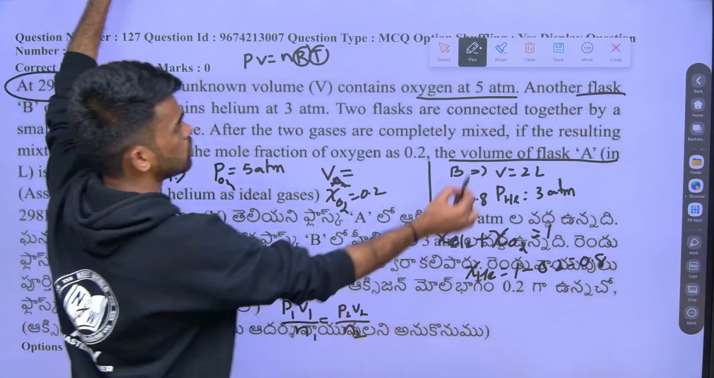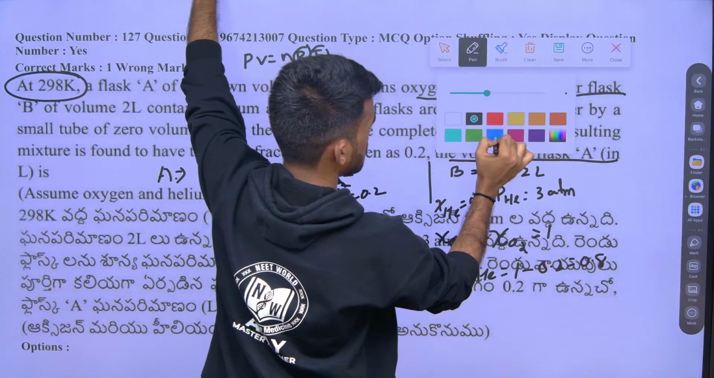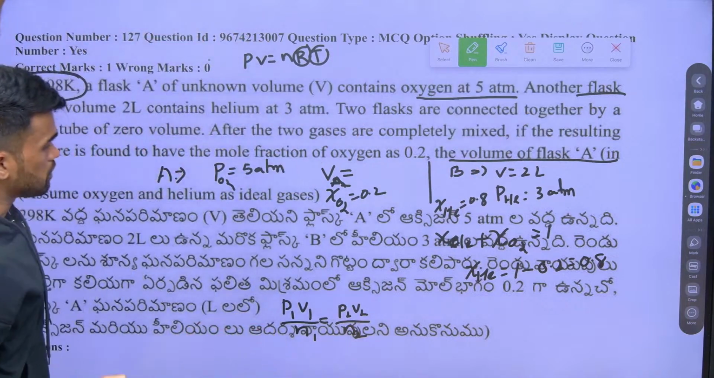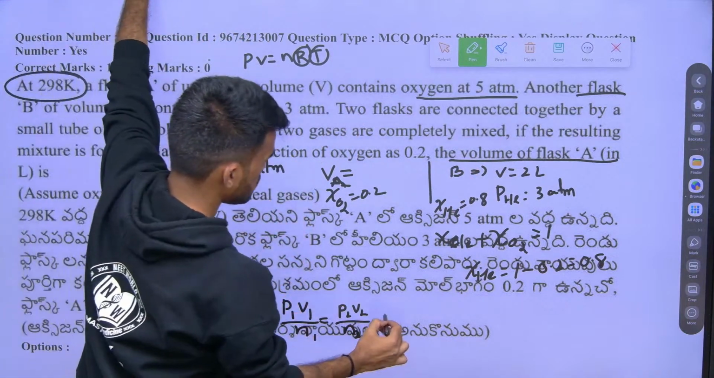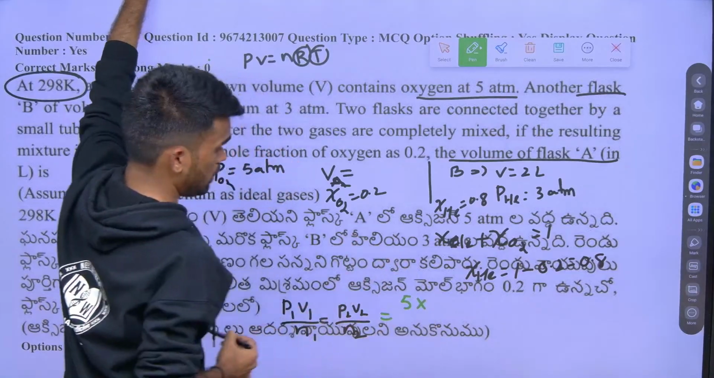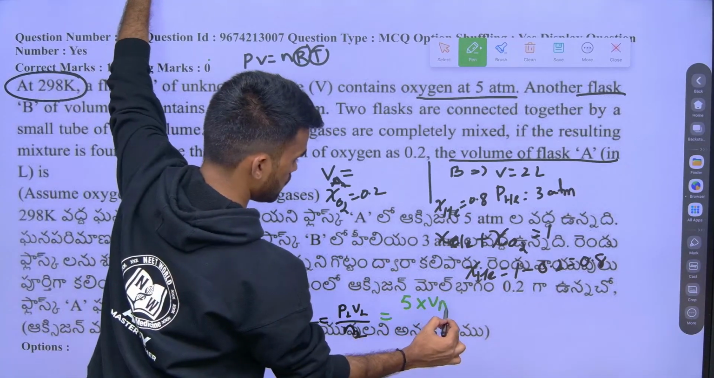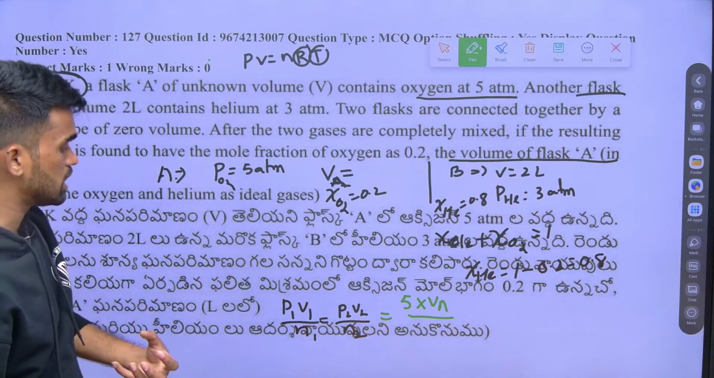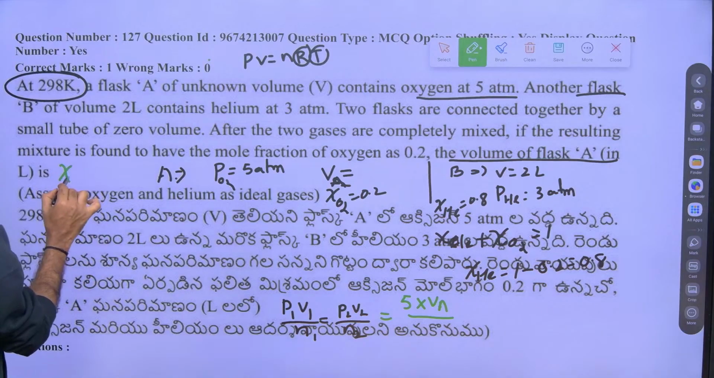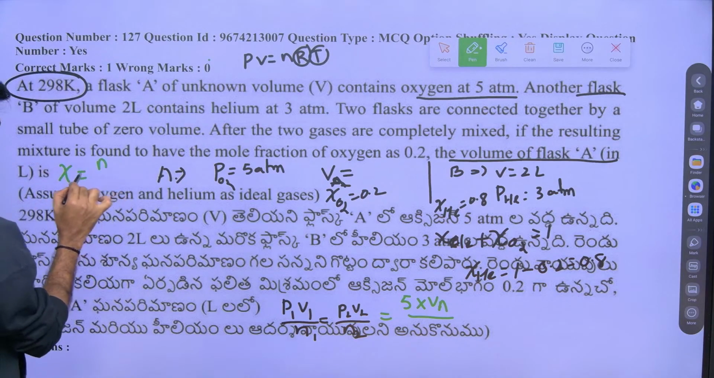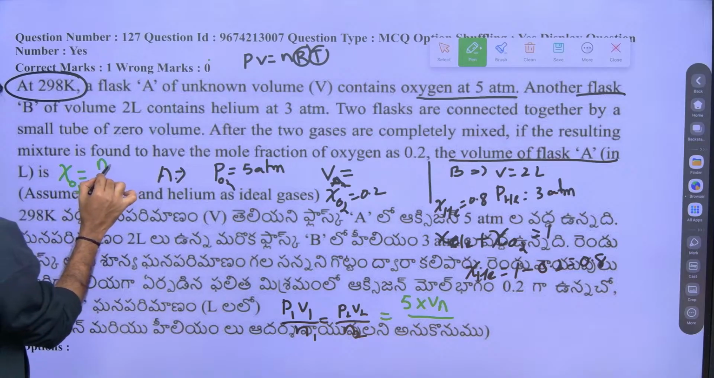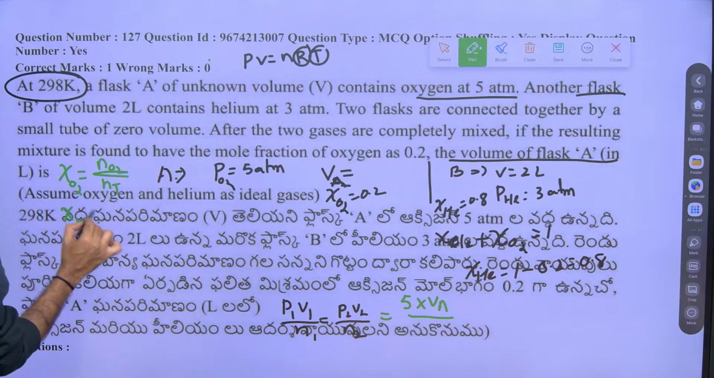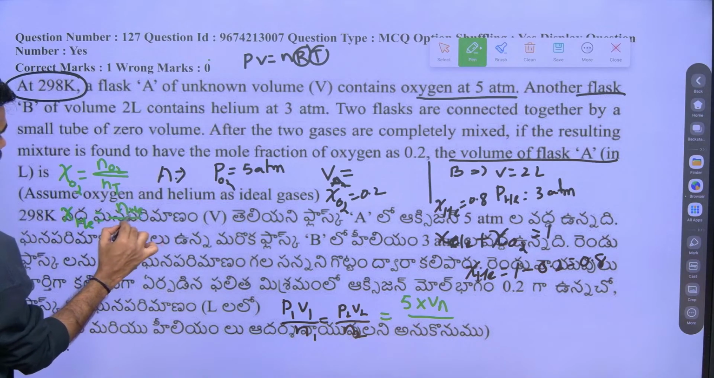Let me change the pen color. So what is the P1 they mentioned? P1 is 5. And V we need to find. And how many moles did they mention? Moles they haven't mentioned, but mole fraction they mentioned. So what is the mole fraction formula? Mole fraction of O2 means N O2 by N total. Similarly, mole fraction of helium means N helium by N total.